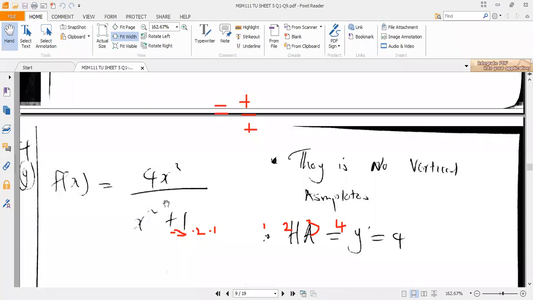Where are you writing? You can't see anything. Huh? You can't see.